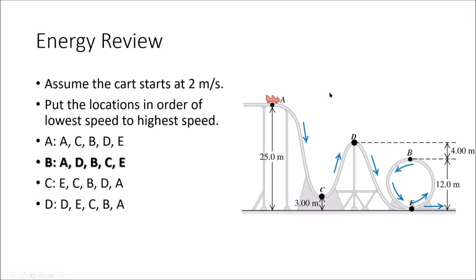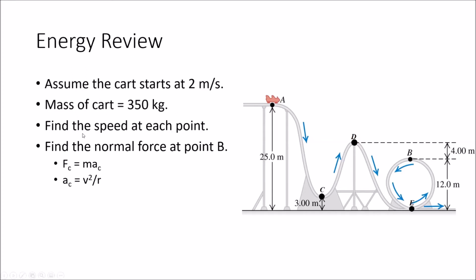And so I give you that answer right there. We need to find the speed at each point, and I'll show you a brief example of that. And then we also need to find the normal force acting on point B. When you're at the top of the loop, what is the normal force from the track acting on the cart at point B?